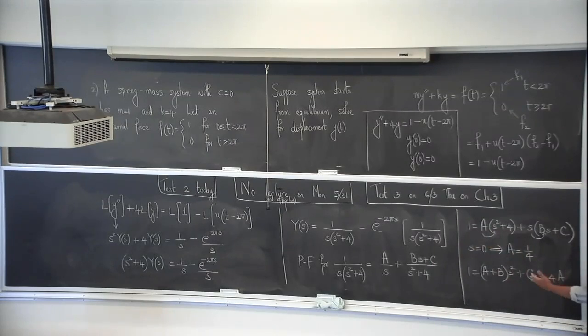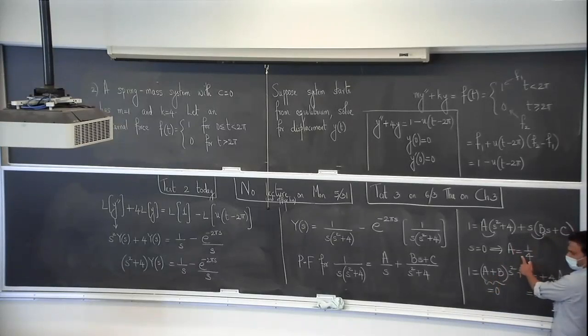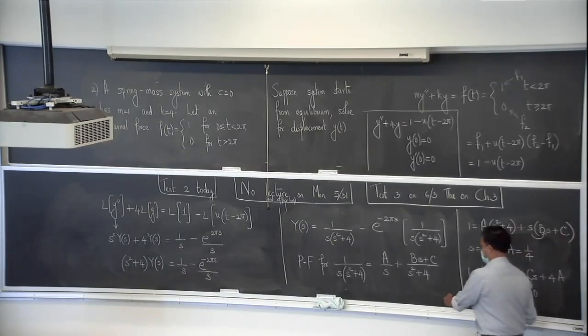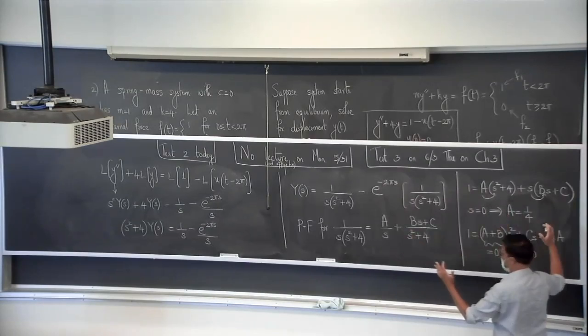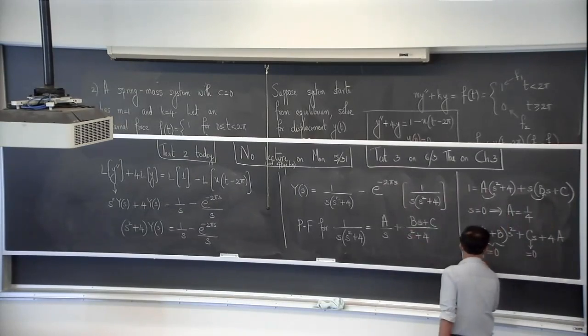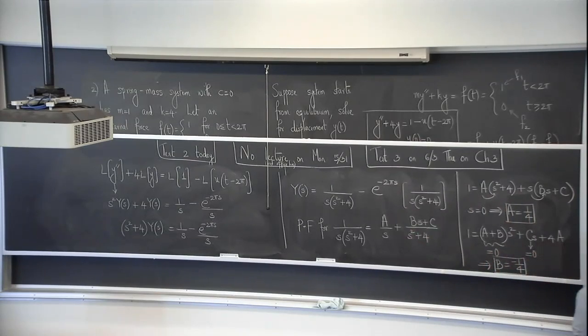And there is only one term on the left-hand side, so A plus B is 0. There is no s squared here. And C is also equal to 0. Now, this does not mean that both A and B are 0. A is 1/4, so B is negative 1/4. We shouldn't get all three letters equal to 0. That means something is not right. So C is 0, A is 1/4, B is negative 1/4.